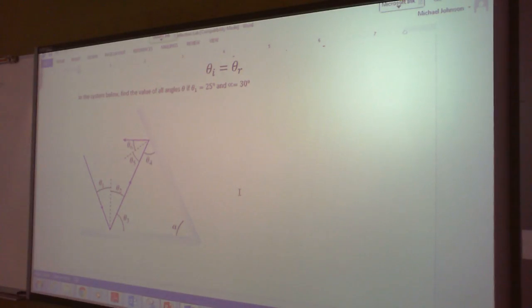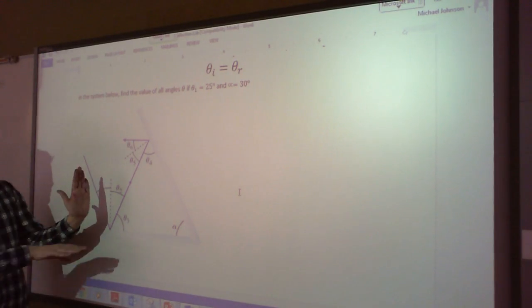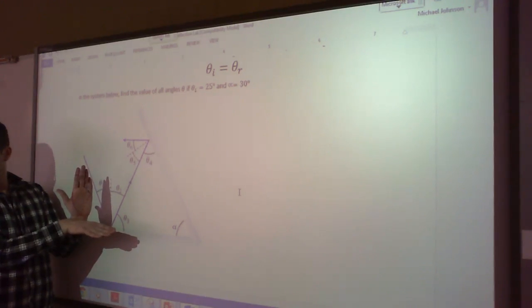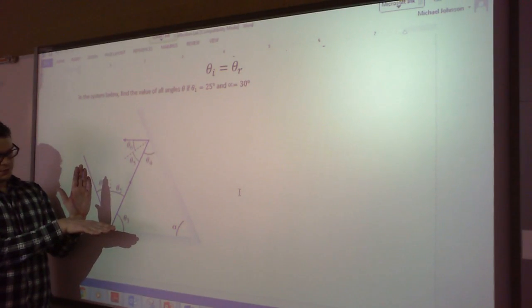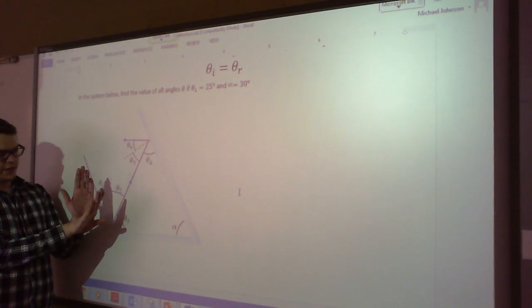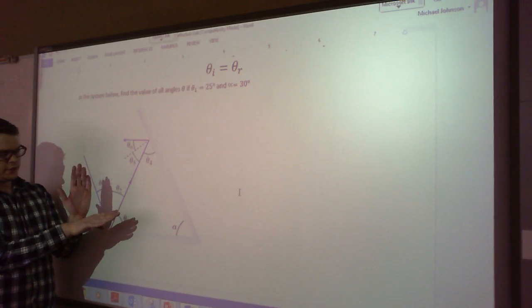You guys figure out theta 3. Yep. So you say 90 because this normal line is perpendicular to this horizontal line. Right. So theta 3 is 90 minus theta 2.